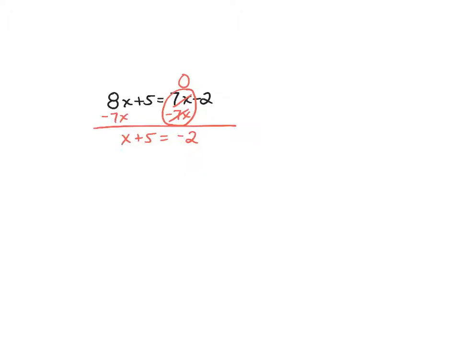Now I want to go through and solve that still for x. I need to get the x all by itself. So I'm going to subtract 5 from the left-hand side. I also have to subtract 5 from the right-hand side. On the left-hand side, the plus 5 and the subtract 5 cancel each other out. I'm just left with x on the left-hand side. And on the right-hand side, negative 2 subtract 5 gives me a negative 7. So my answer is a negative 7.